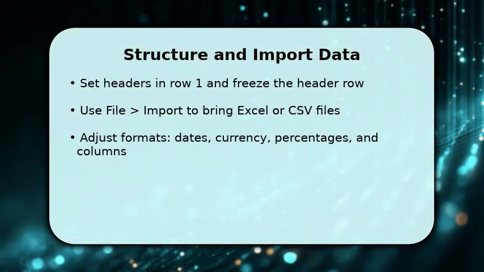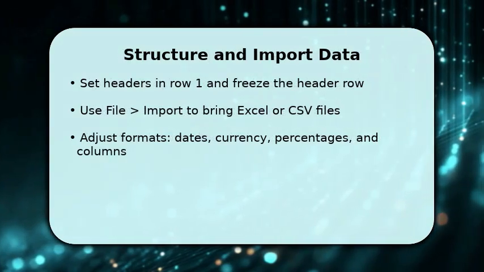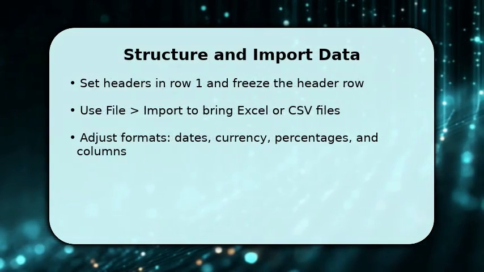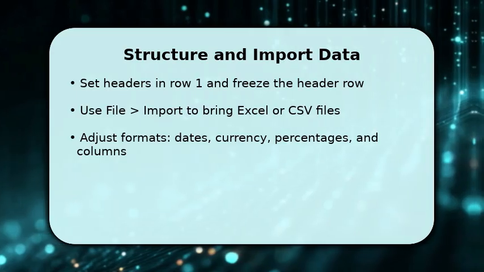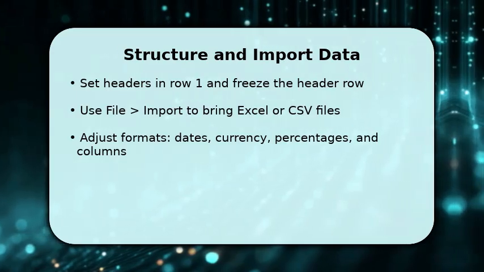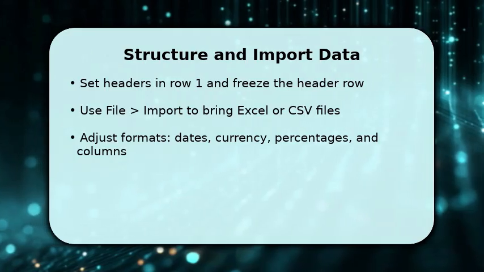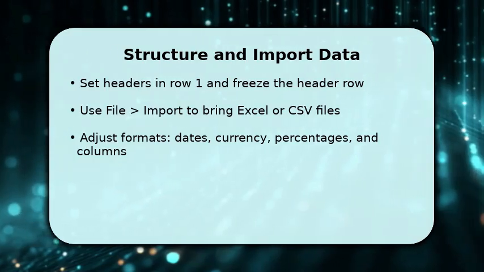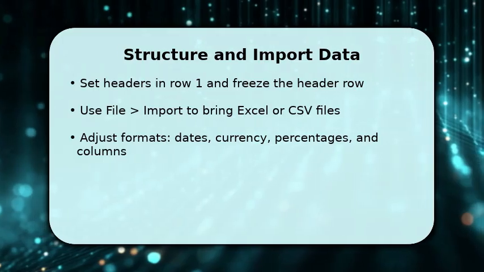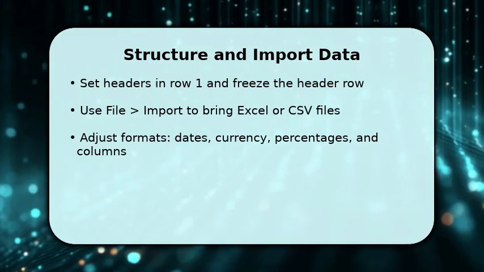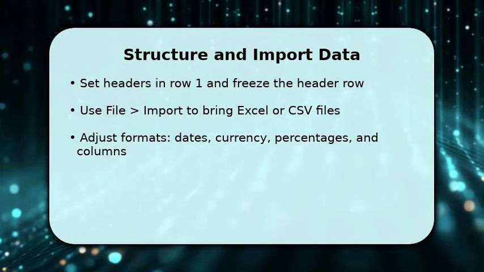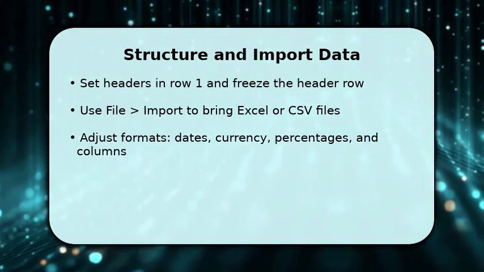Now you'll structure the sheet for clarity. Enter concise headers, select row 1 and freeze it so your labels stay visible. If you have an existing Excel or CSV, use File, Import, choose Upload, and pick the correct import option to replace or append data. Once imported, fix formats, set date, currency, or percentage formats, and resize columns for readability.